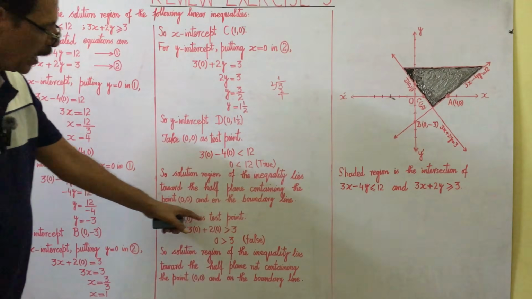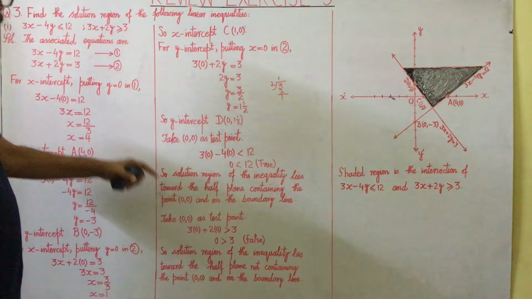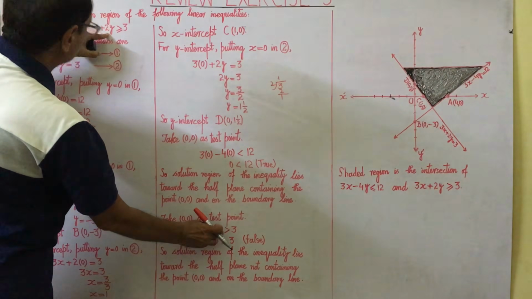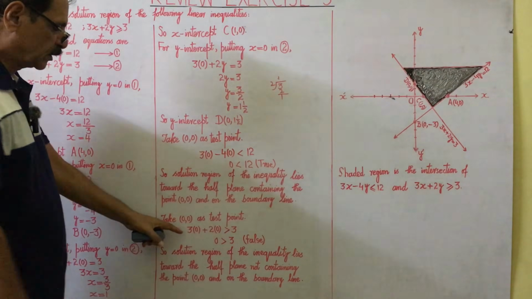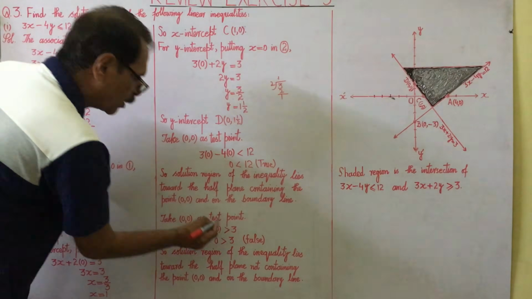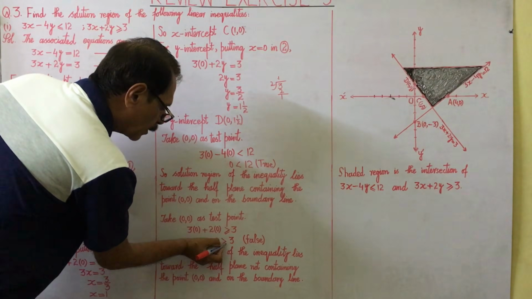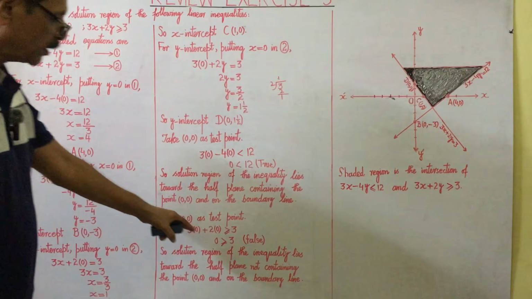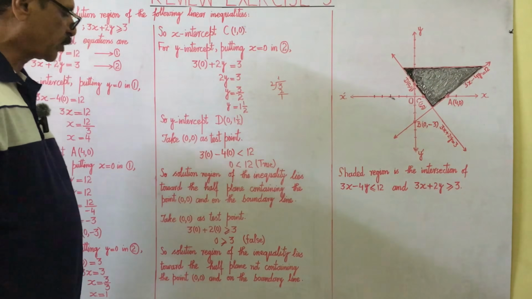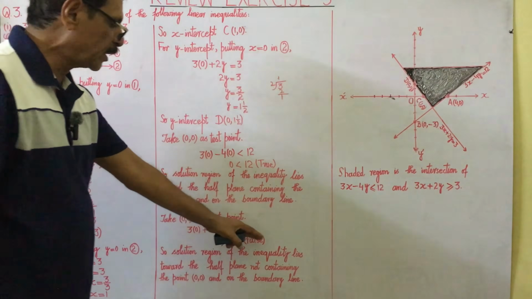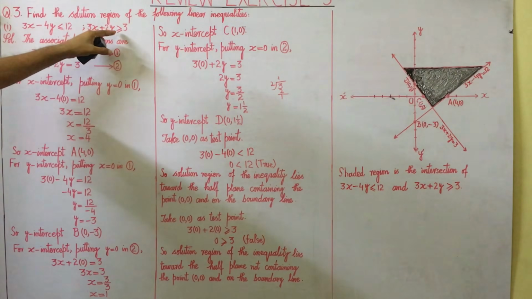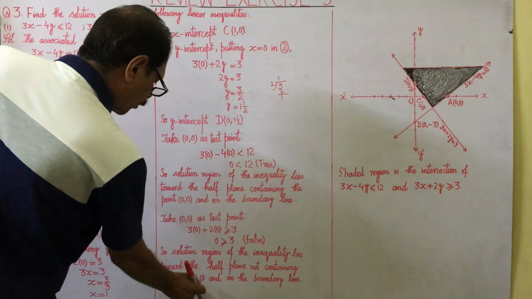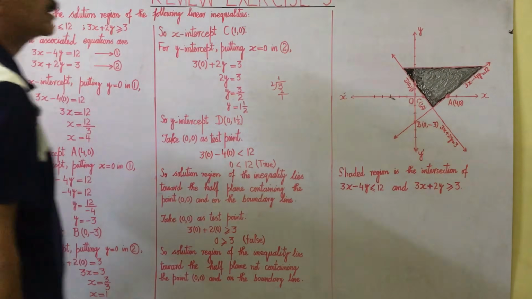Again take 0, 0 as test point and putting it in inequality 2. 3 into 0 plus 2 into 0 is greater than or equal to 3. 0 is greater than or equal to 3. This is false. 0 is neither greater than 3 nor equal to 3. So solution region of the inequality 3x plus 2y is greater than or equal to 3 lies towards the half plane not containing the point 0, 0 and on the boundary line.